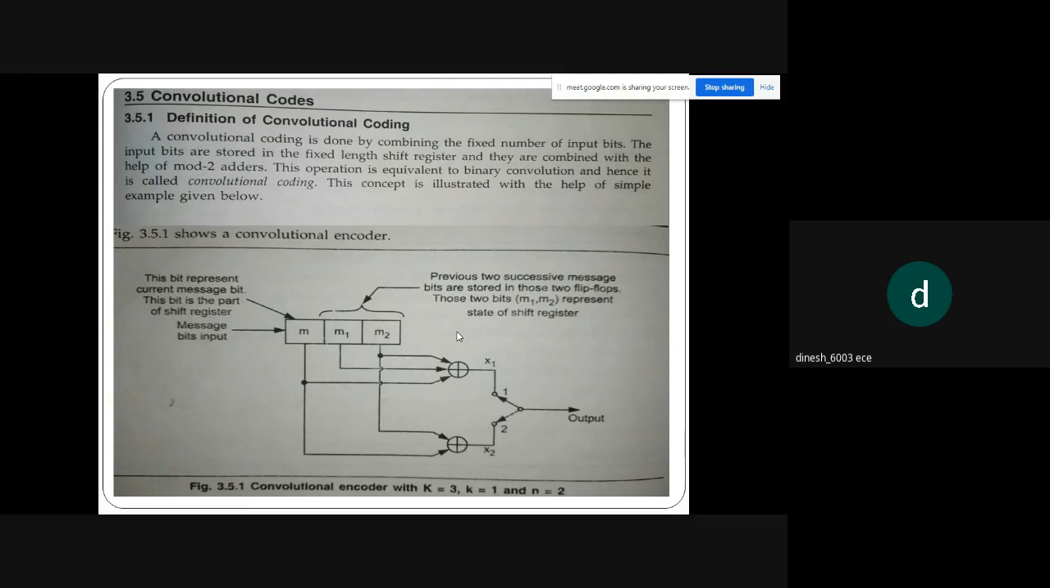So this diagram is a convolution encoder for a specific example of capital K is equal to 3, N is equal to 2, and small k is equal to 1. So what is this K? What is this N? What is this small k? We'll see in detail.